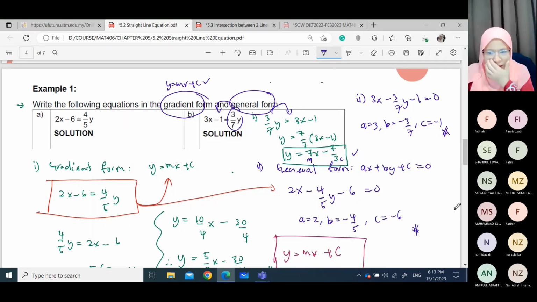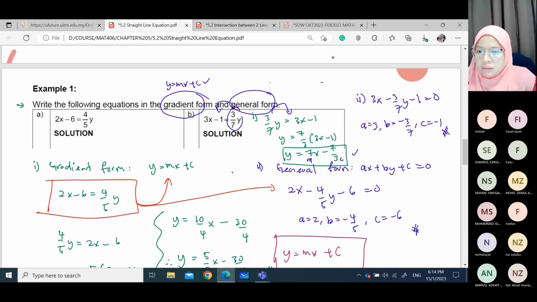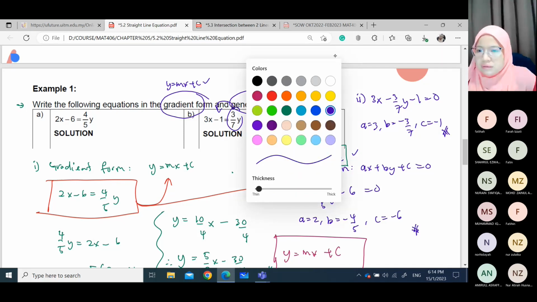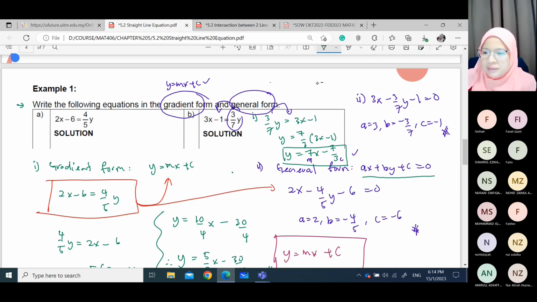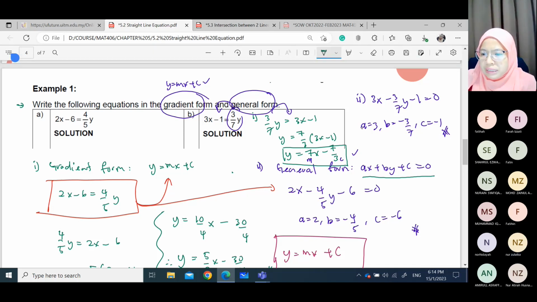Yang ni, general form in terms of this one, yang ini ax plus by plus c. You just rewrite in this form. Faham ya? Yang ini? So untuk yang ini, general form dia yang inilah: 3x minus 3 over 7y minus 1 equal to 0. So our a is 3, b is negative 3 over 7, and c is negative 1.